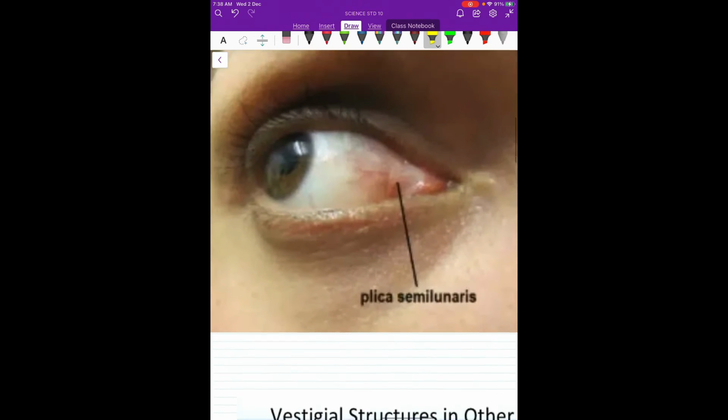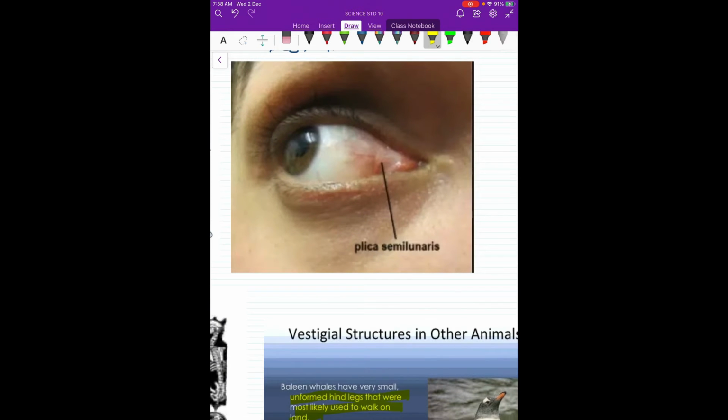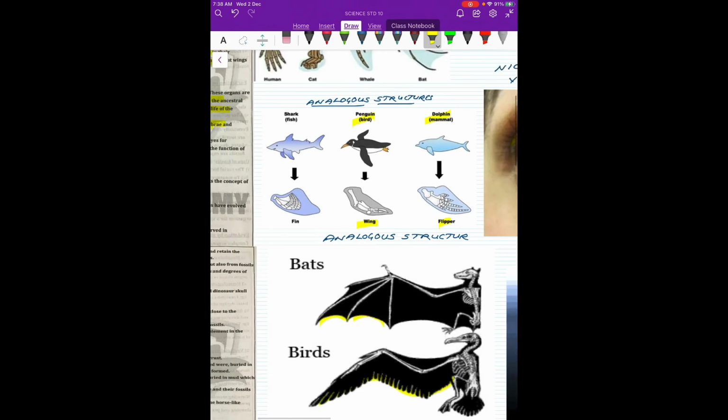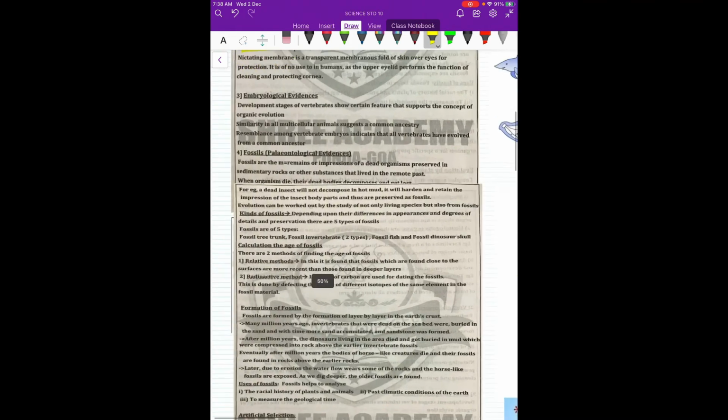Now in humans, this is the human eye. This part is actually the nictitating membrane. It was a third membrane given for protection against dust, germs, and all these things. But since it was not used, we are now using the eyelid. This eyelid has the function of protecting us. So these are considered as vestigial organs.